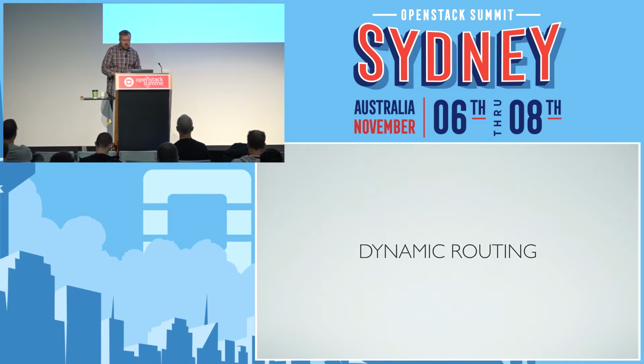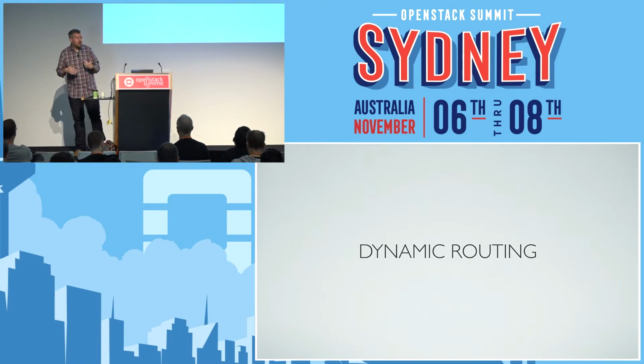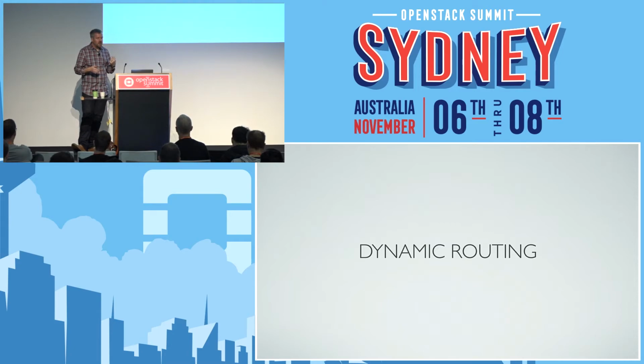And then the next evolution, I think, that everybody's been asking for since the first time we put routing in: I want BGP, I want dynamic routing, I want to integrate, I don't want to have to put static routes into my deployment.